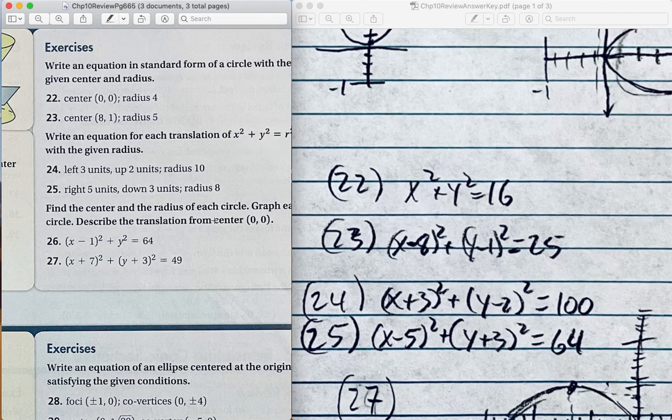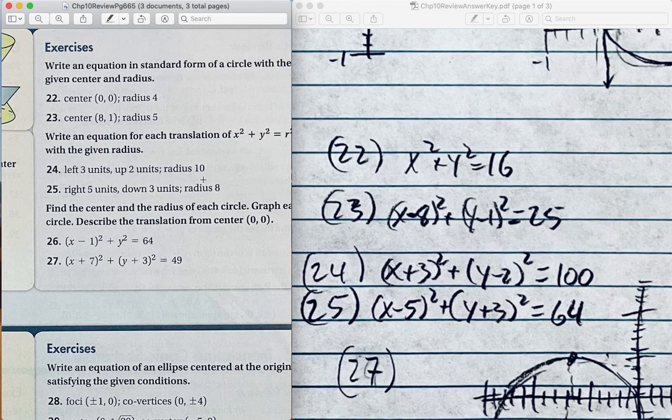So x minus 0 squared is x squared, y minus 0 squared is y squared, and then 4 squared is 16. So our equation is x squared plus y squared equals 16. For number 23, we have 8 and 1 and a radius of 5. So (x minus 8) squared, right, because that's 8, (y minus 1) squared, and 5 squared is 25.